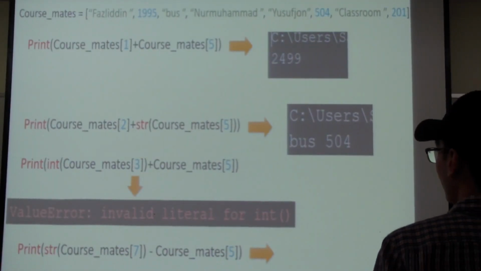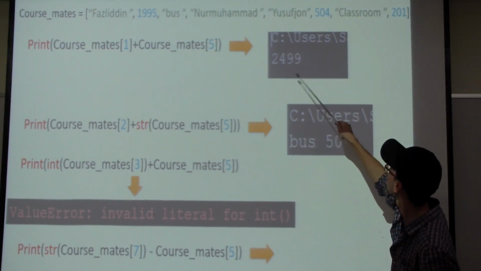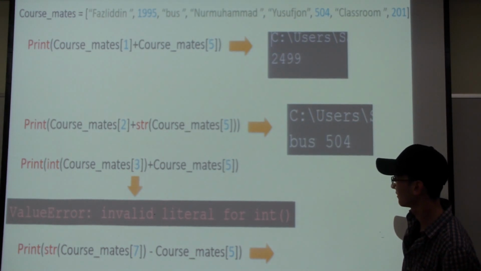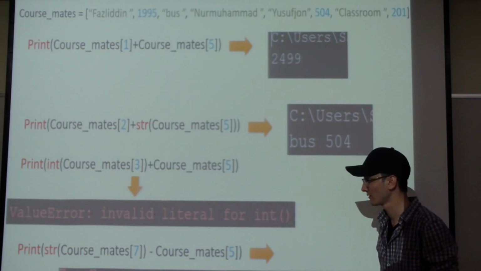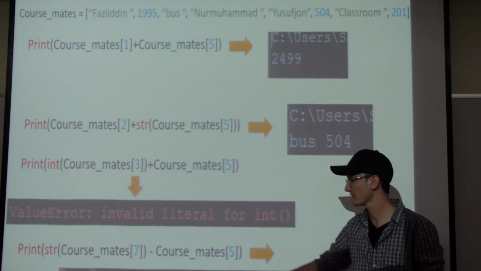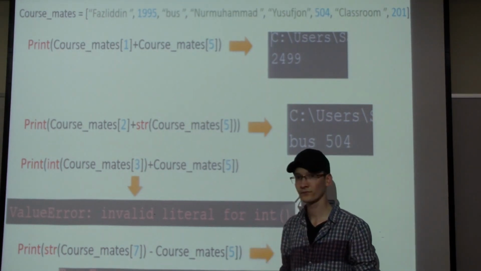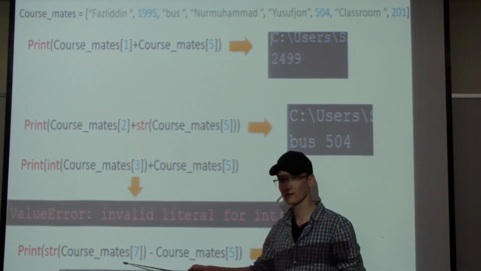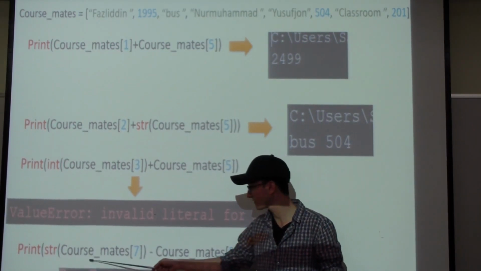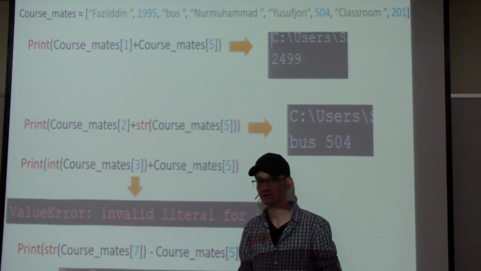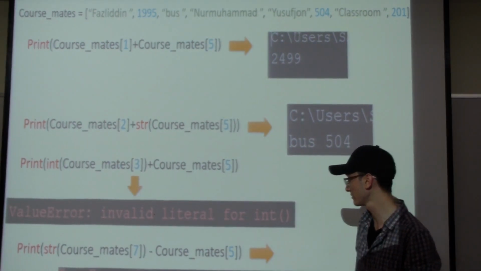Coursemate 7 is 201, the fifth is 504, so minus. It gives plus error. Sorry, also error. Why is it an error? Because this is a number, and we are turning the number into a string. We cannot do it.